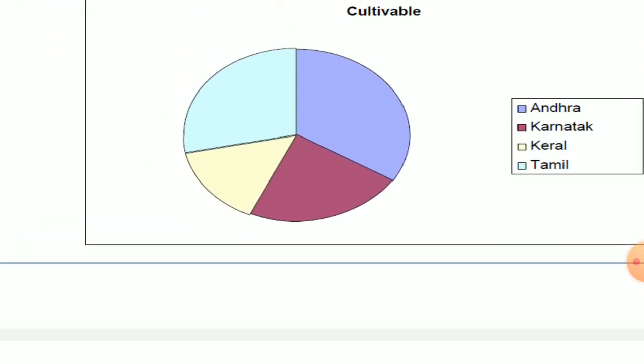So this is the way in which we are going to represent the data by using a pie chart or pie diagram. So these are the various types of diagrams, and this session is to be continued.